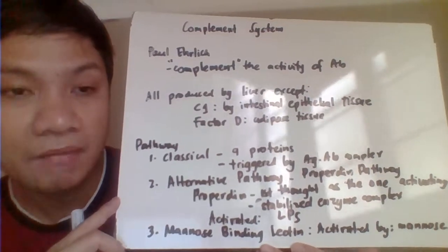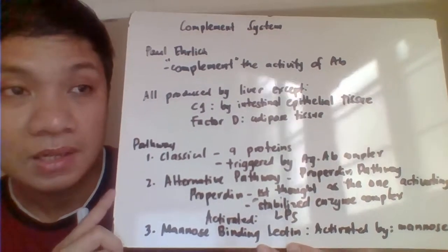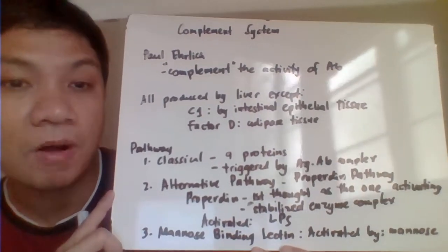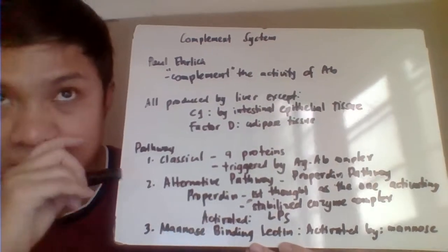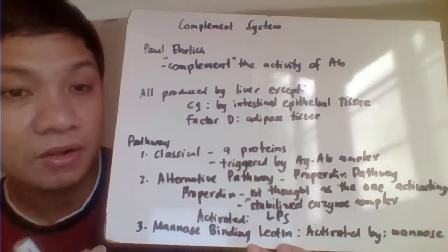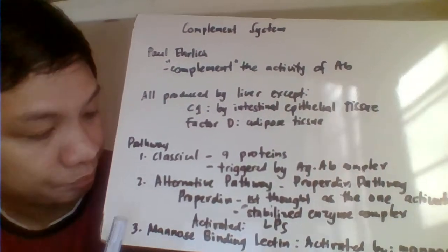So the first one is the classical pathway. That one is antibody dependent. This one is activated primarily by your antigen antibody complex. So it needs to be activated by the formation of your antigen antibody complex that is deposited in the different tissues in your body.